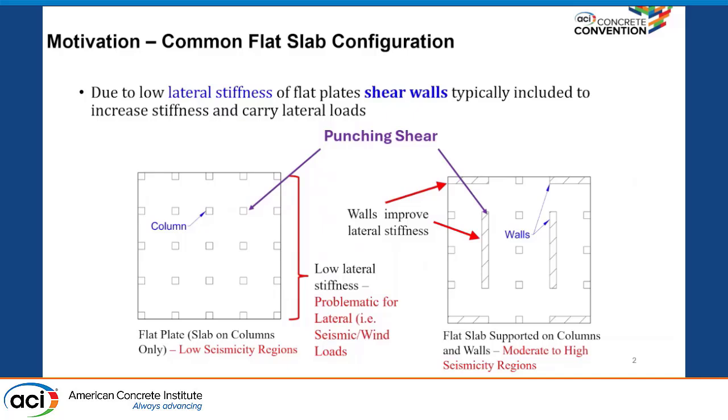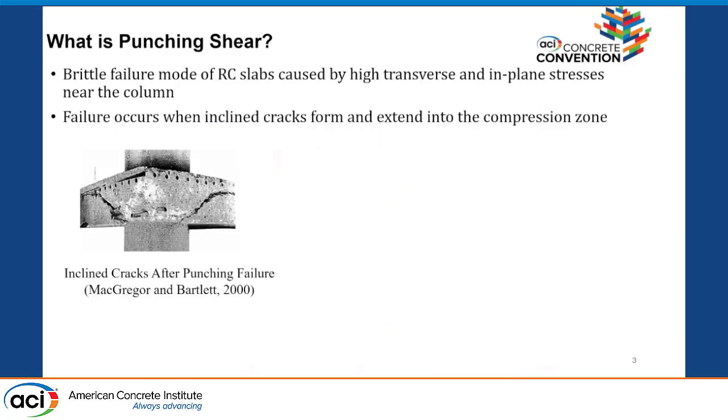Here I'm pointing out where the punching shear could be happening. This slide is really self-explanatory. Most people in this audience know what punching shear is. It's formed by a cracked cone forming around the column. This is a picture taken from the book by MacGregor. Again, probably most people have seen the picture already.